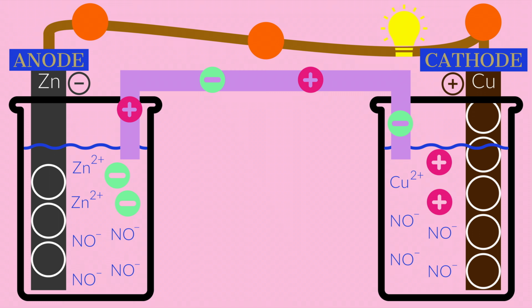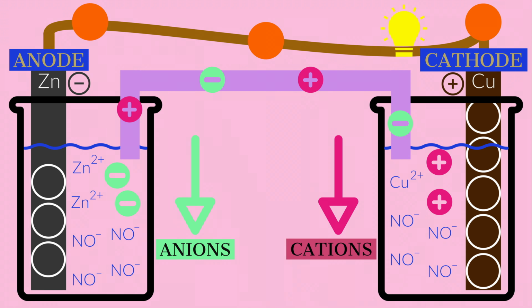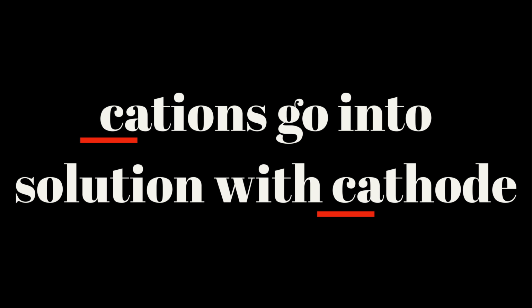Now I'll talk about the direction of the motion of ions in a salt bridge. Anions are moving into the solution with the anode. Remember this by saying A into A. Cations are moving into the solution with the cathode. Remember this by saying C into C.